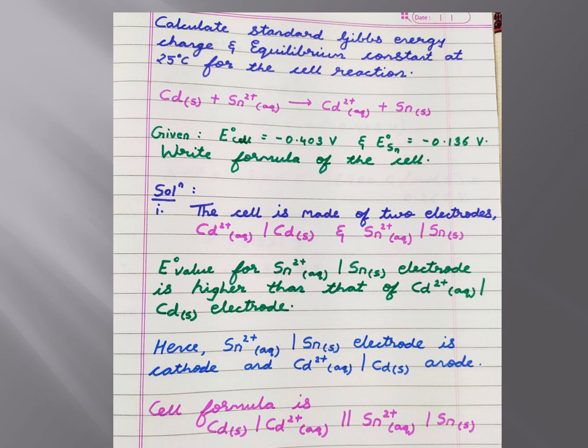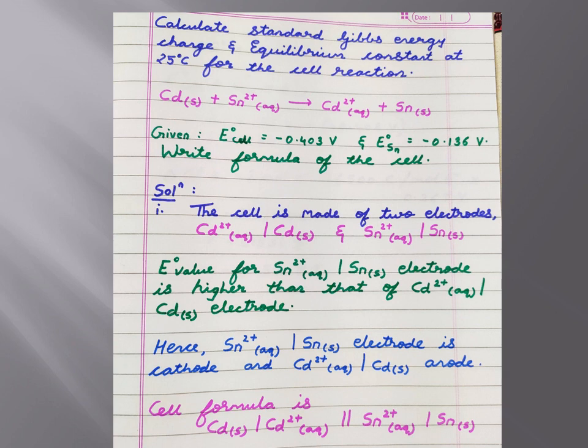E0 Sn is minus 0.136 volt. Write the formula of the cell. So students, over here we are just told to represent the formula of the cell. First let us write down the cell reaction that is made up of 2 electrodes. So the electrodes are Cd2+/Cd and Sn2+/Sn.